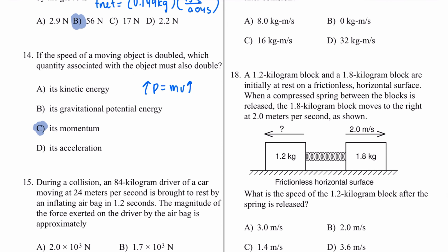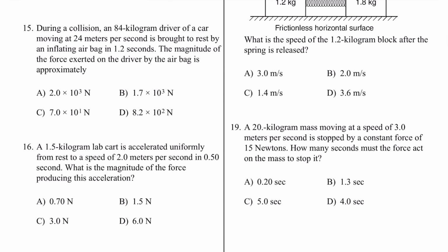So let's do a little example. So 2 kilograms, and let's pretend that the velocity is 2 meters per second. So that means our momentum would be 4. So let's double the speed. So we keep mass the same. Now the speed is 4 meters per second, and that means our new momentum would be 8, so it doubles. So I'm going to skip 15 and 16 because they're really easy. Just solve for force, which is F net.